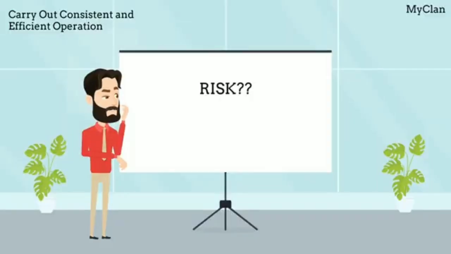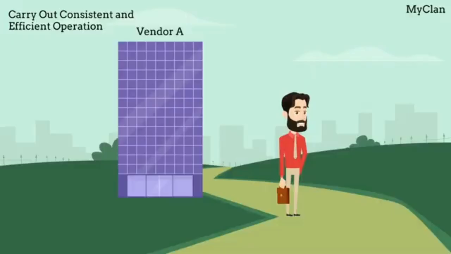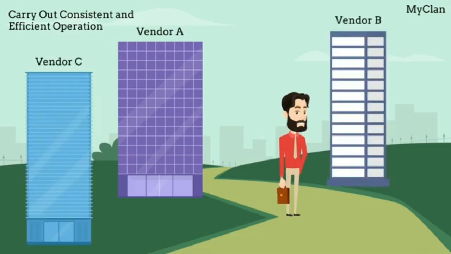Carry out consistent and efficient operation. While planning for risk management, an organization can find out risks which could cause the business to operate incorrectly. For example, if an organization is dependent on only one vendor to obtain certain material, and if that vendor is not able to supply the material on time, it will lead to inconsistent and inefficient operations. In risk management, the organization will find more than one vendor to obtain their material.